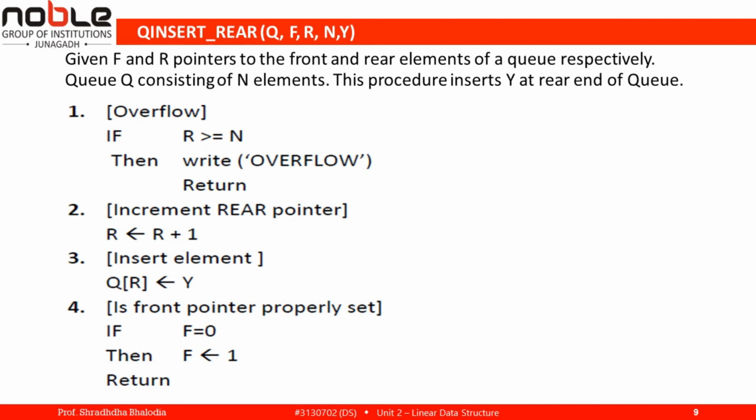Now the fourth step is for front pointer setting. During the insertion of the first element in the queue, we always increment the front by 1. It means front is equal to front plus 1. Afterwards, the front will not change during the entire addition operations. So during the first element insertion, we need to set the front pointer properly. For this, we can write: if front is equal to 0, then set front is equal to 1. So that is how the insertion operation in a queue takes place.